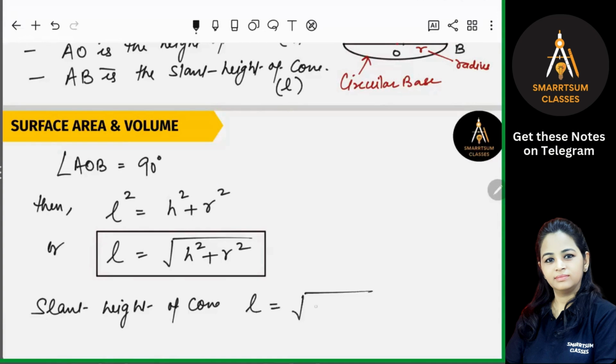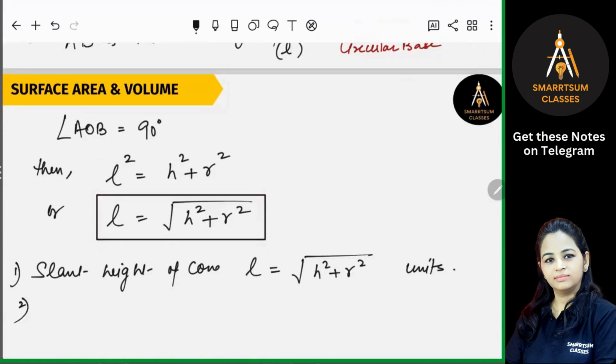So these are the formulas related to it. L is equal to the square root of h square plus r square units, right? Since this is a slant height, it is always in units. So this is the first formula. Now, the volume of the cone is 1 by 3 pi r square h.